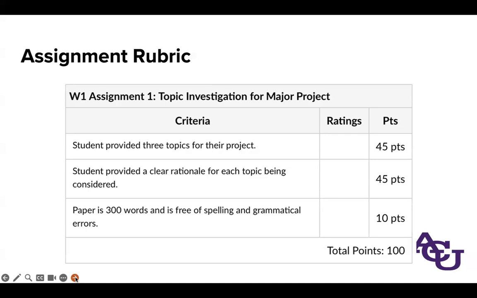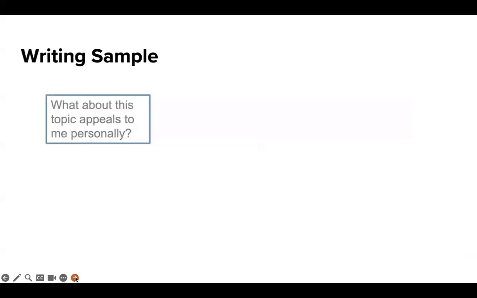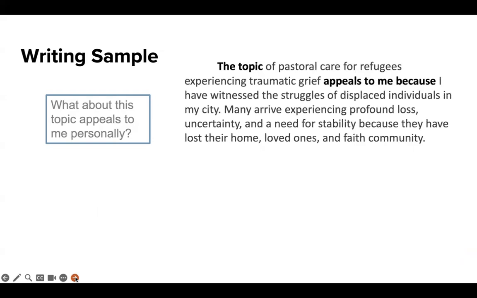So we're going to look at an example of one response that would provide a rationale for one project choice. And I have made this up. The first question that you need to answer for your assignment is what about the topic appeals to me personally? So in the first part of my 100 plus word response, I'm going to identify what the topic is, and I'm going to explain what about the topic appeals to me personally.